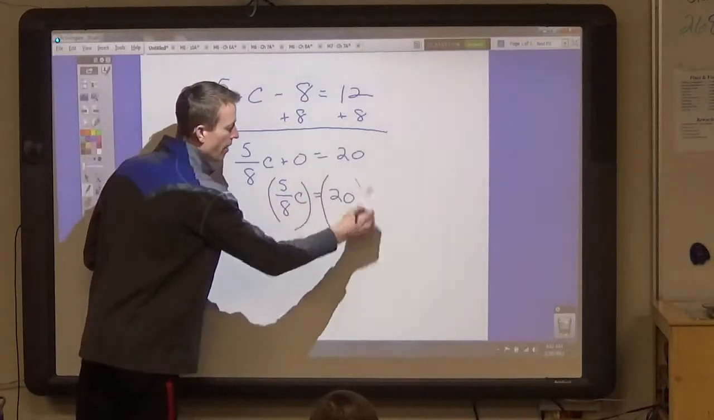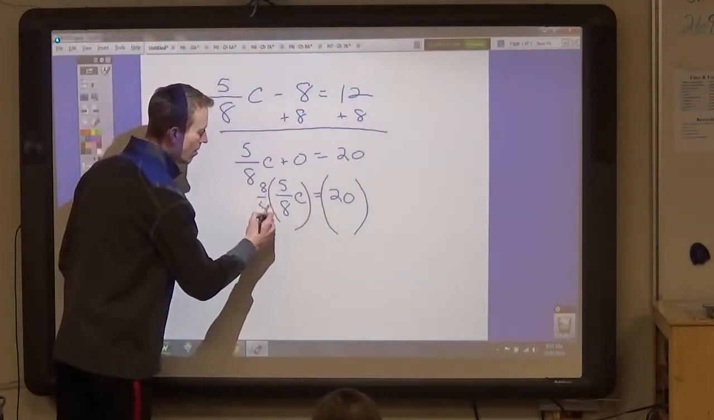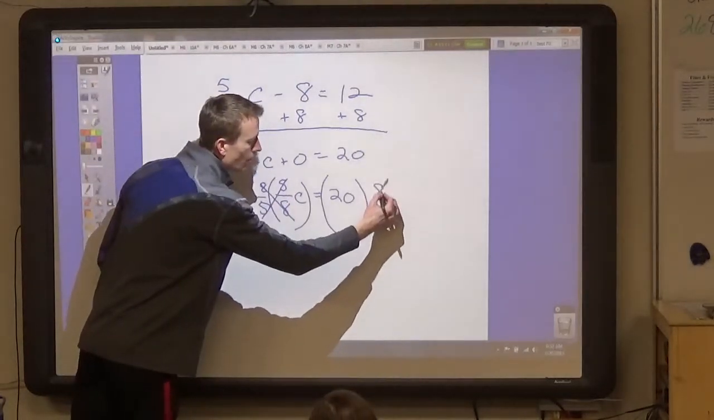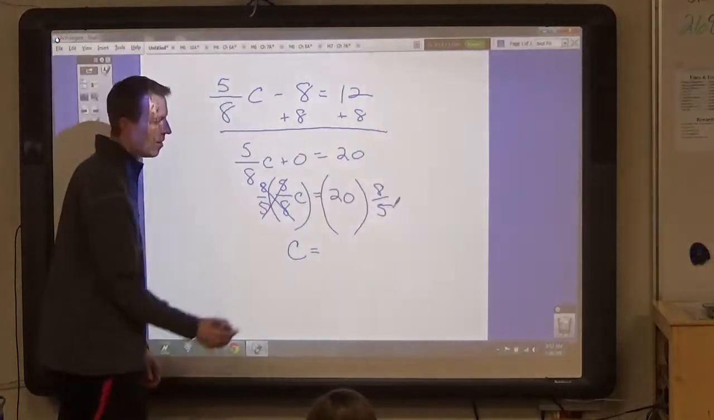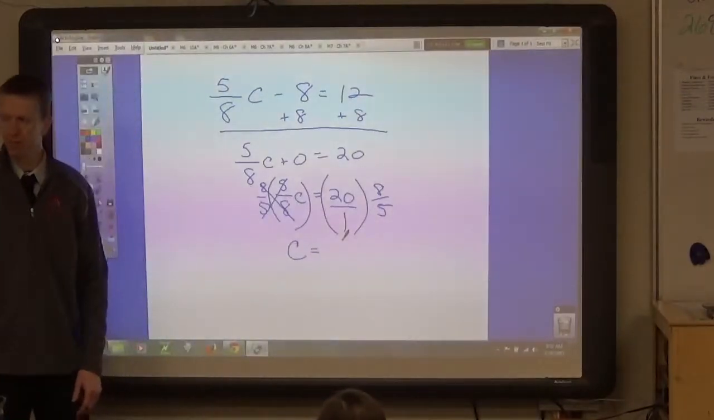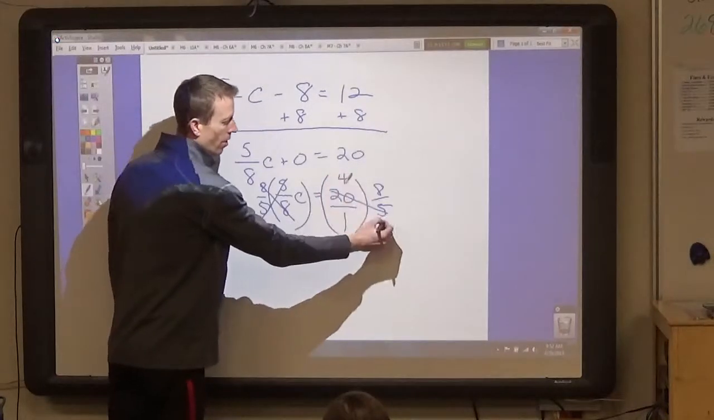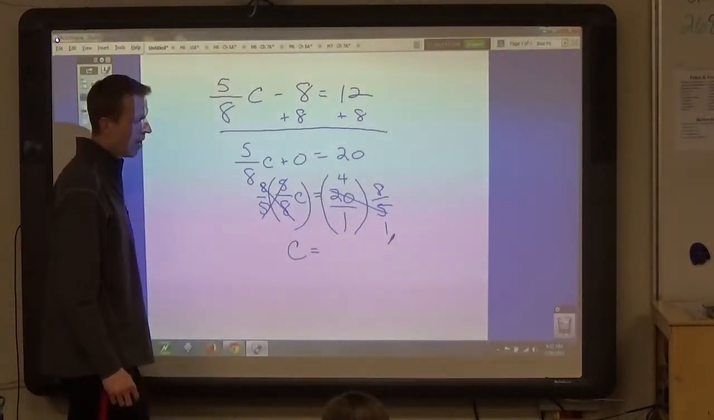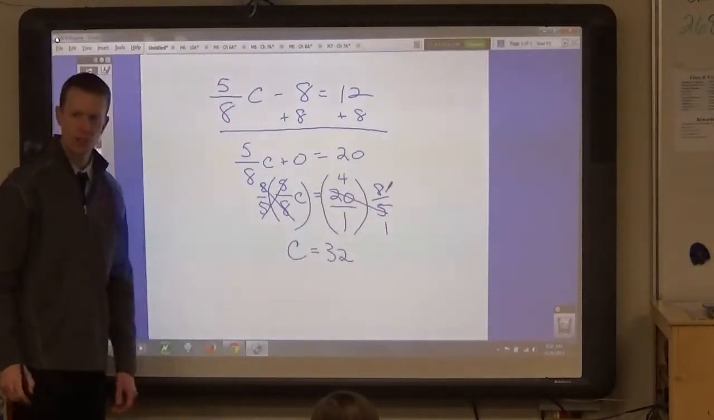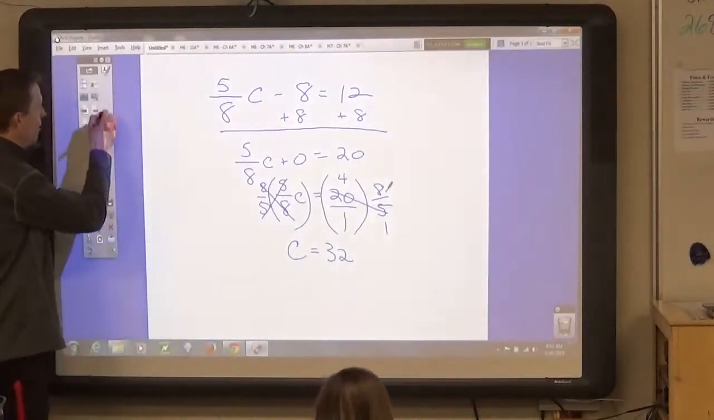Multiply both sides by what in this case? 8/5. 8/5. Good. Cross out the reciprocals. C equals, put 8/5 on this side. Now we got a fraction. We have to multiply fractions by fractions. Reduce 5 and 20 to 1 and 4. And C equals 8 times 4, 32. Right? Yep. Okay.